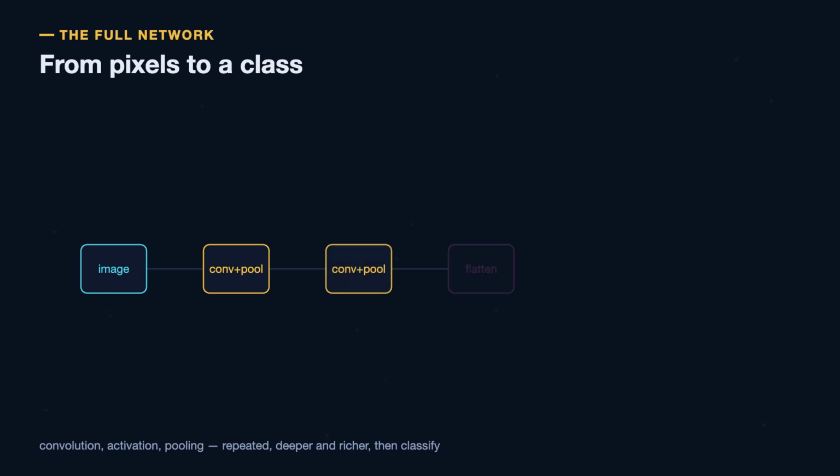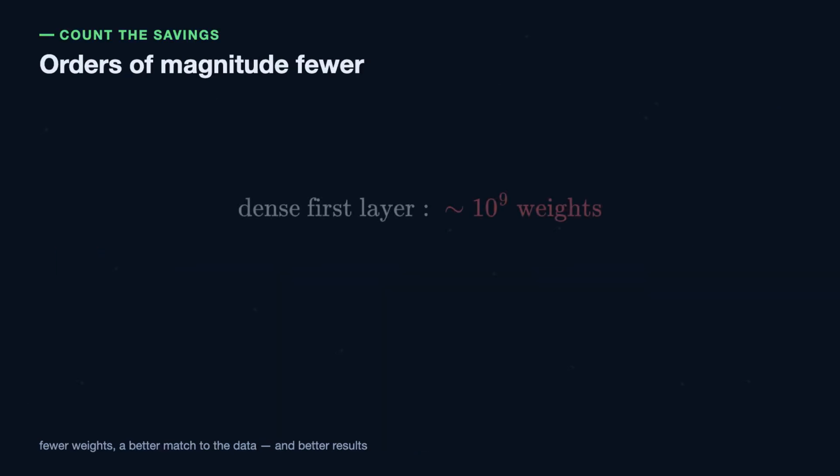Now assemble all the pieces into a full network. Convolution, activation, pooling, repeated, growing deeper and richer at every stage. Then at the very end, flatten the small, deep feature stack into a vector. Feed it into a few dense layers and a softmax. From raw pixels to a class label, that is a convolutional network.